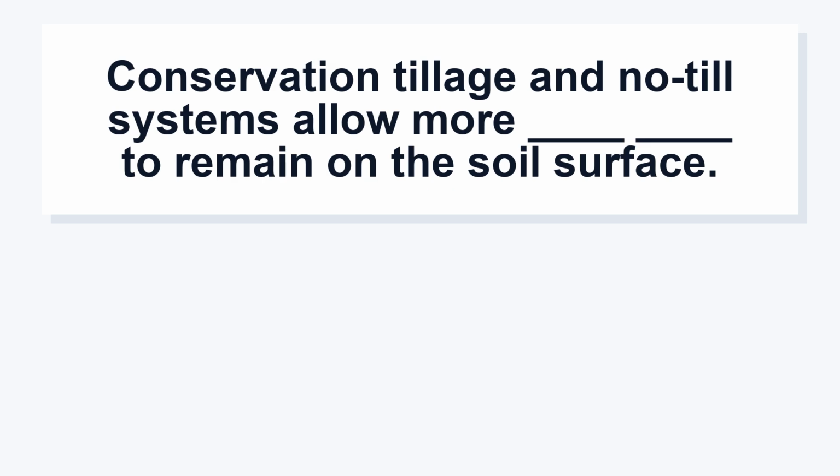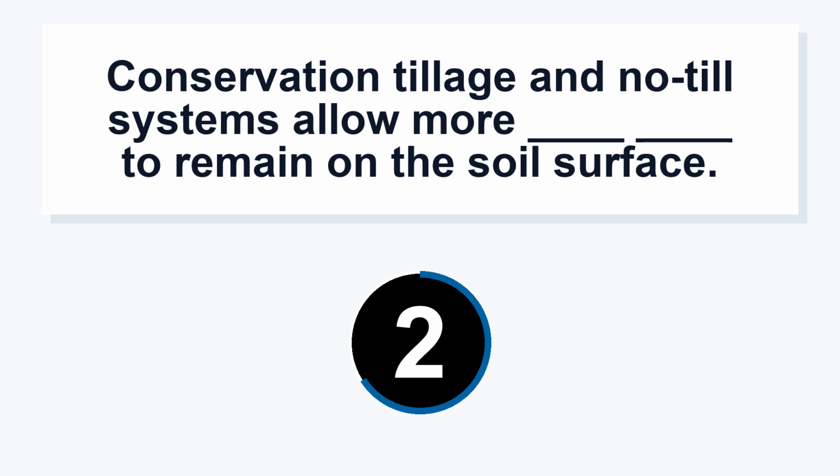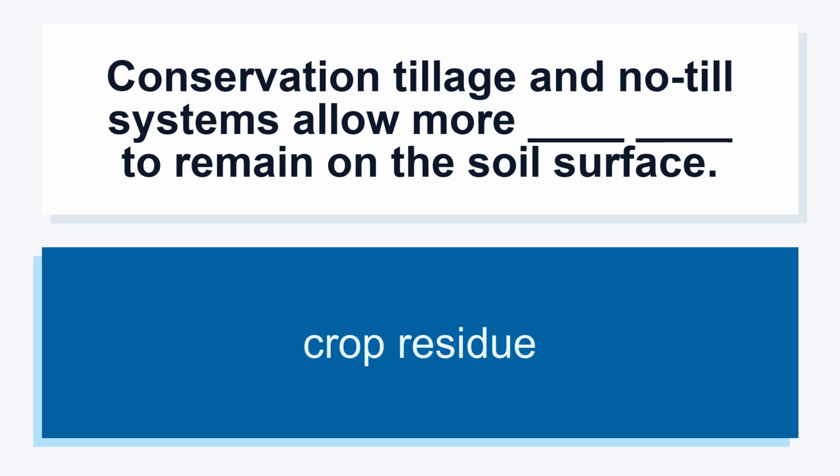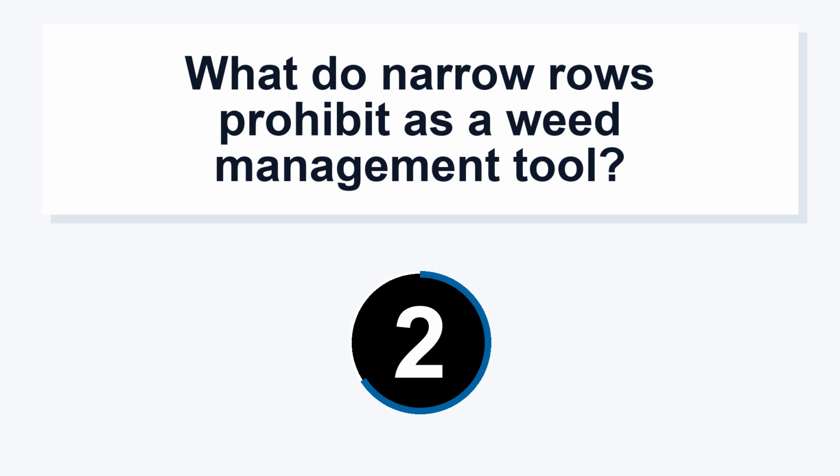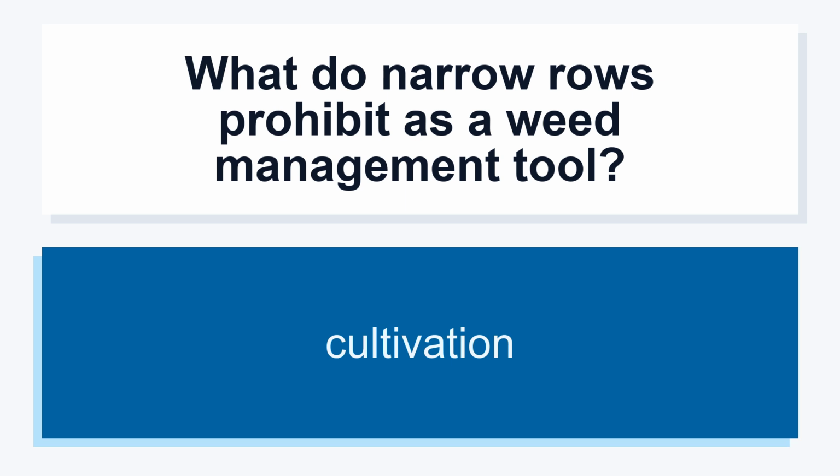Conservation tillage and no-till systems allow more crop residue to remain on the soil surface. What do narrow rows prohibit as a weed management tool? Cultivation.